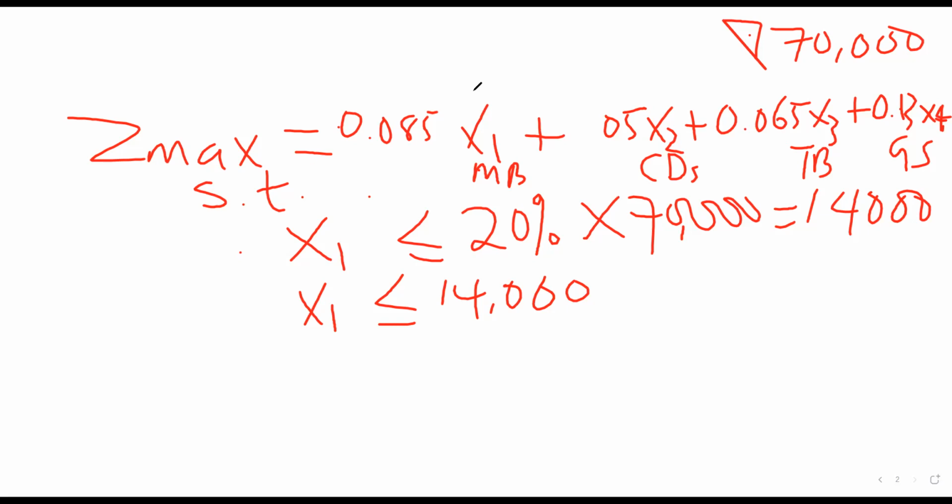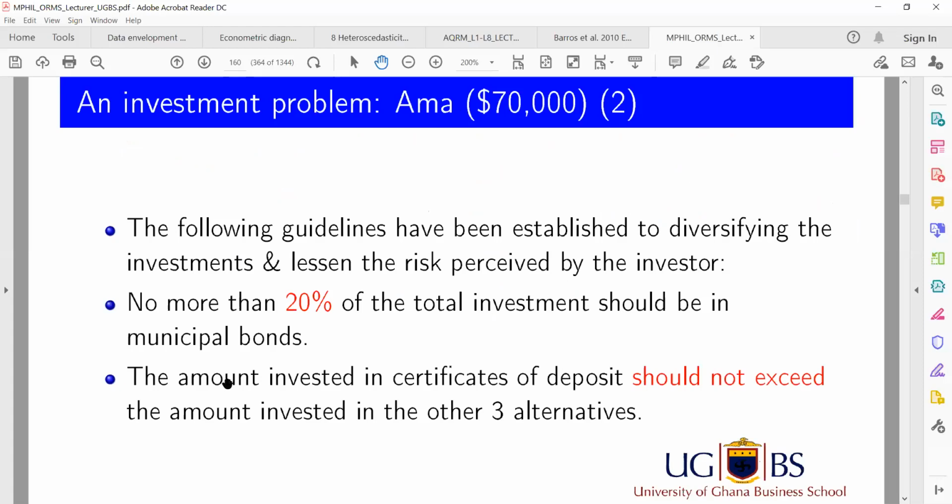The next sentence says that the amount invested in certificates of deposit should not exceed the amount invested in the other three investments. Take your time, don't rush. As it stands now, we don't know the amount invested in any alternative, so that's why we represent them with an X. So the amount invested in certificate of deposit.